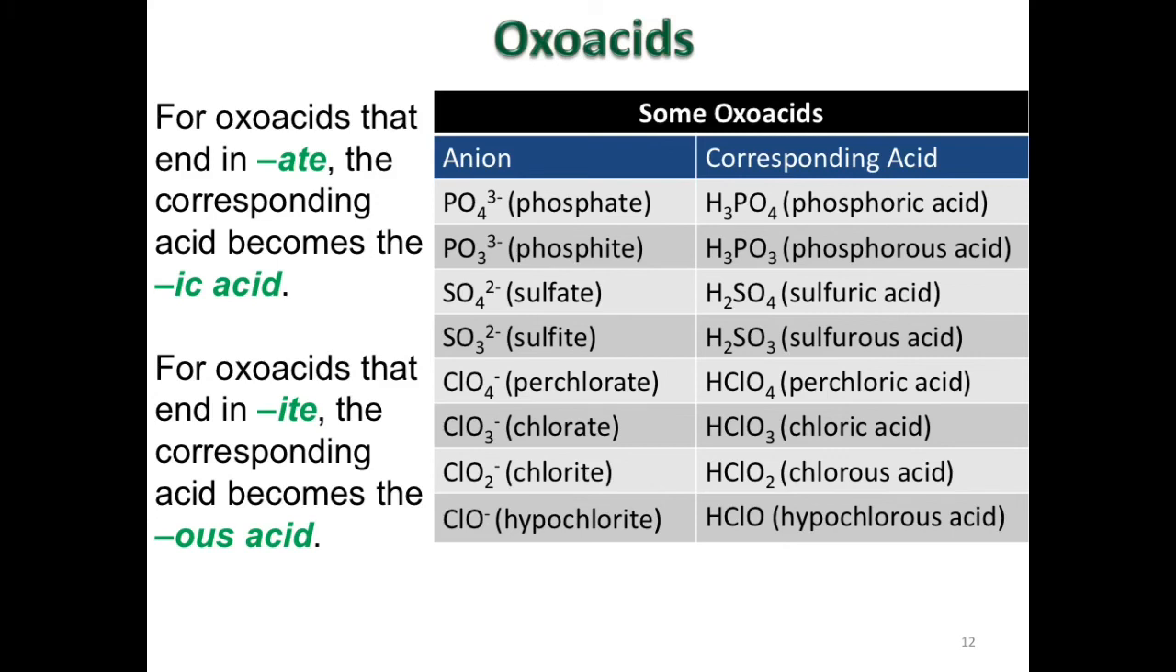Chlorite, ClO2-, add a hydrogen and change the ending to -ous acid. Chlorous acid. And then finally, hypochlorite. Again, we keep the prefix hypo and change the -ite to -ous acid. So HClO is hypochlorous acid.